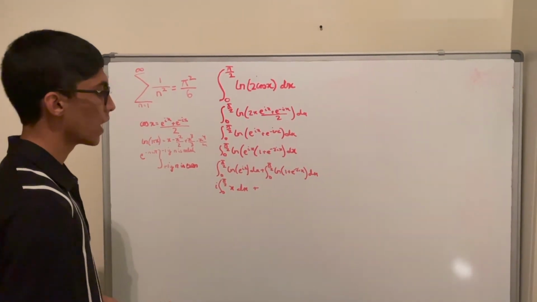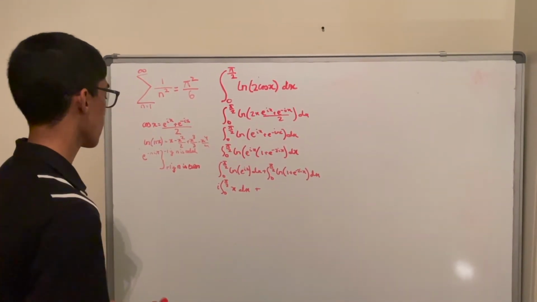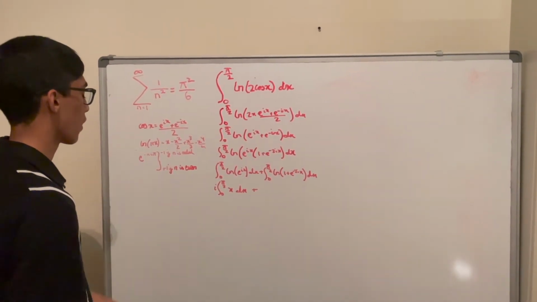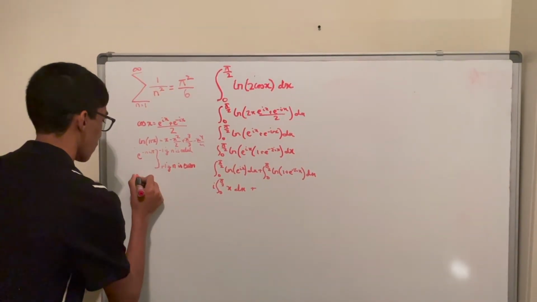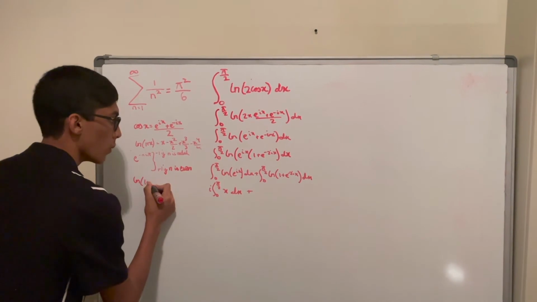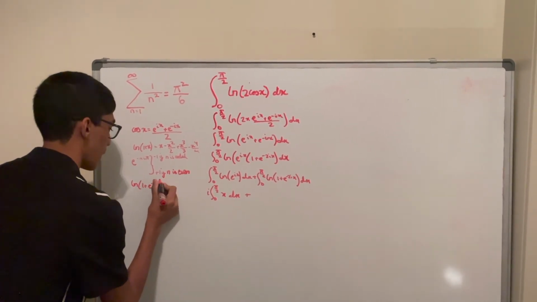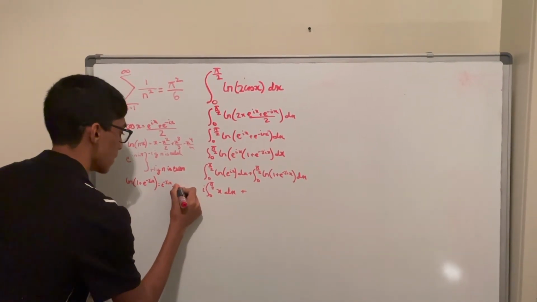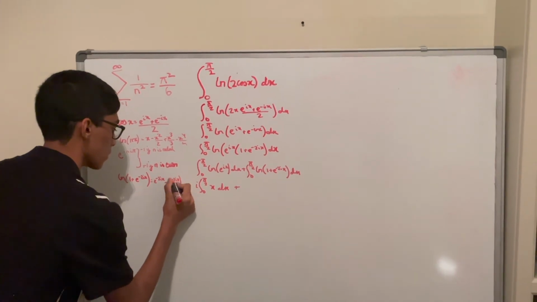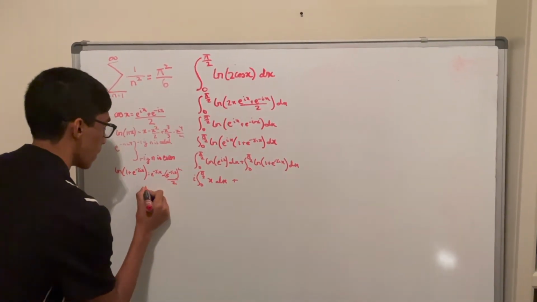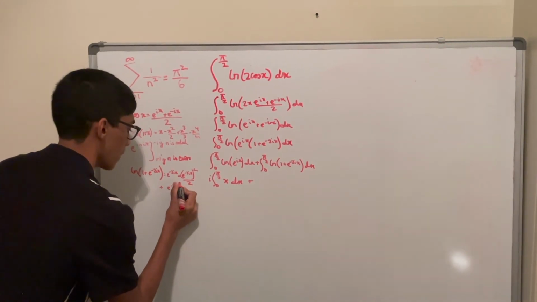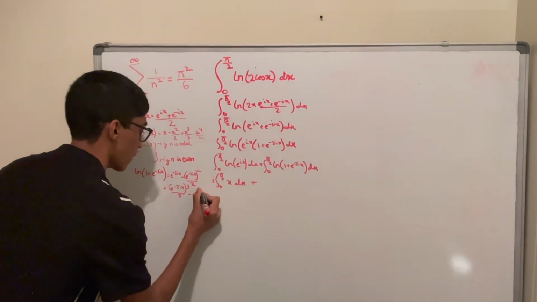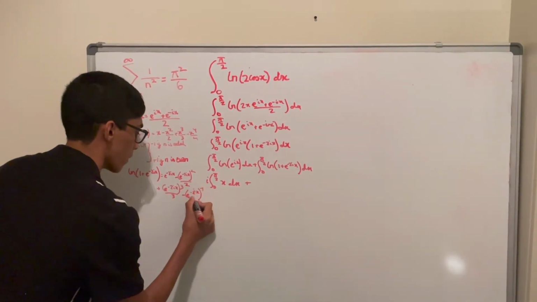Now we can get the value of the integral of ln of 1 plus e to the power of minus 2ix dx by substituting e to the power of minus 2ix in the Maclaurin series expansion of ln of 1 plus x. So we just replace x with e to the power of minus 2ix. So we have e to the power of minus 2ix minus e to the power of minus 2ix whole squared over 2 plus e to the power of minus 2ix whole cubed over 3 minus e to the power of minus 2ix whole to the power 4 over 4.